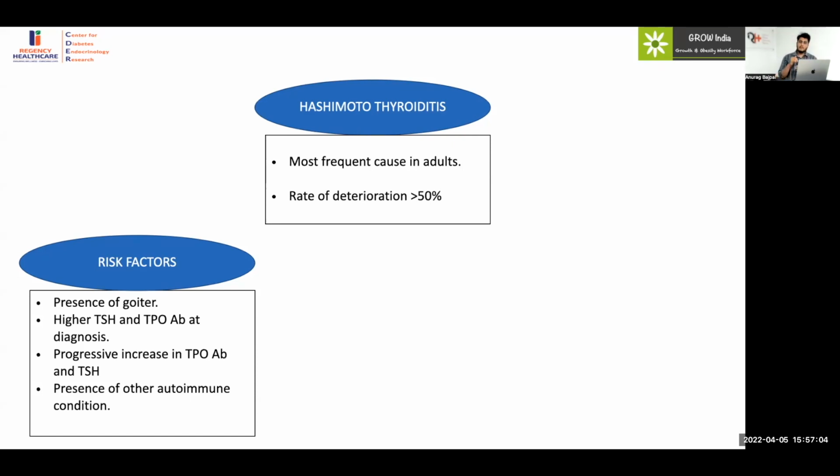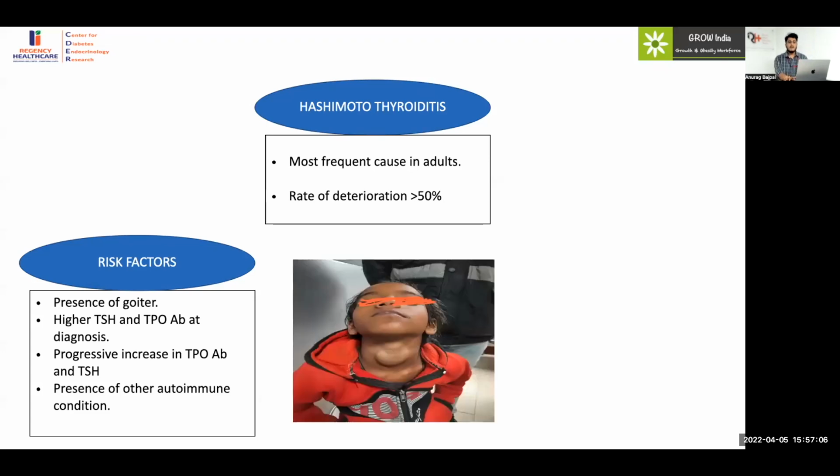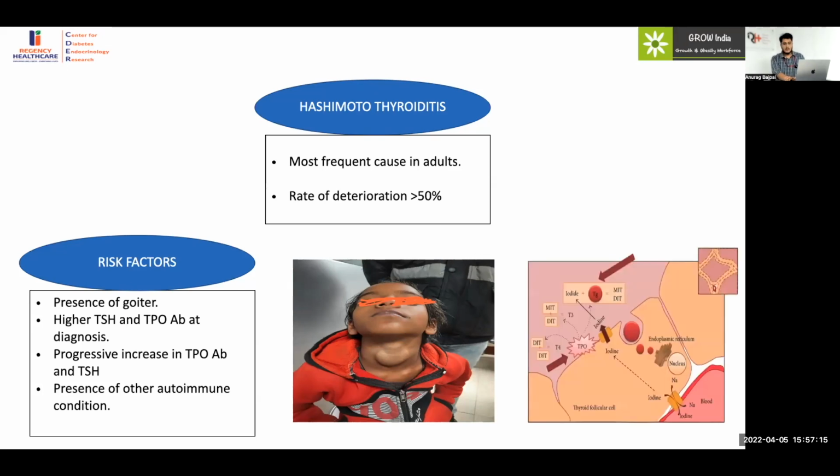So whenever we have a patient of subclinical hypothyroidism, we need to look for two important things. Basically, one is the clinical examination, looking for the presence of goiter, which supports a case of Hashimoto thyroiditis. And the next thing is that we need to get an anti-TPO done, which will help in the management of subclinical hypothyroidism. And I'll be discussing that later.